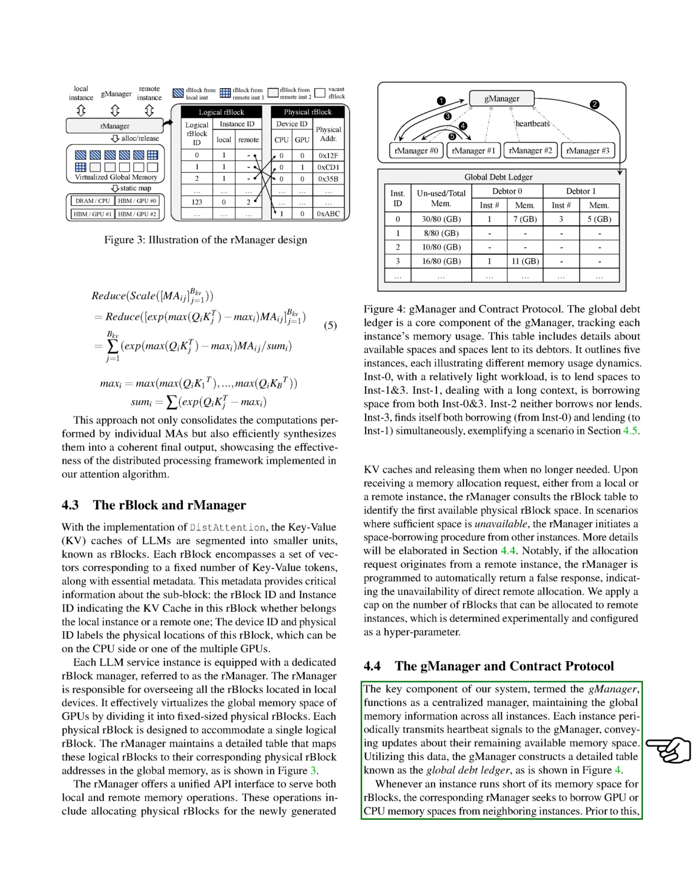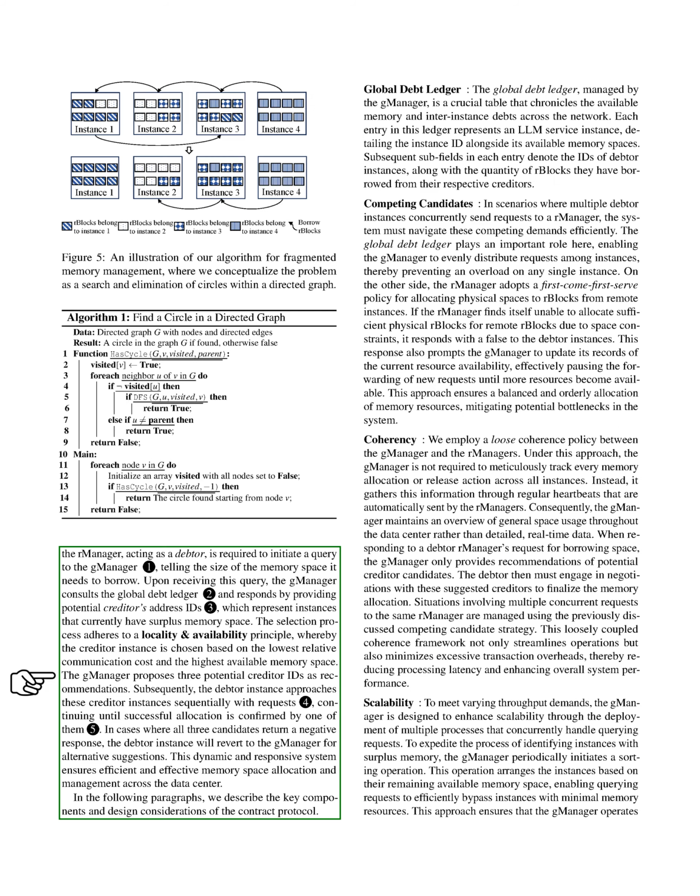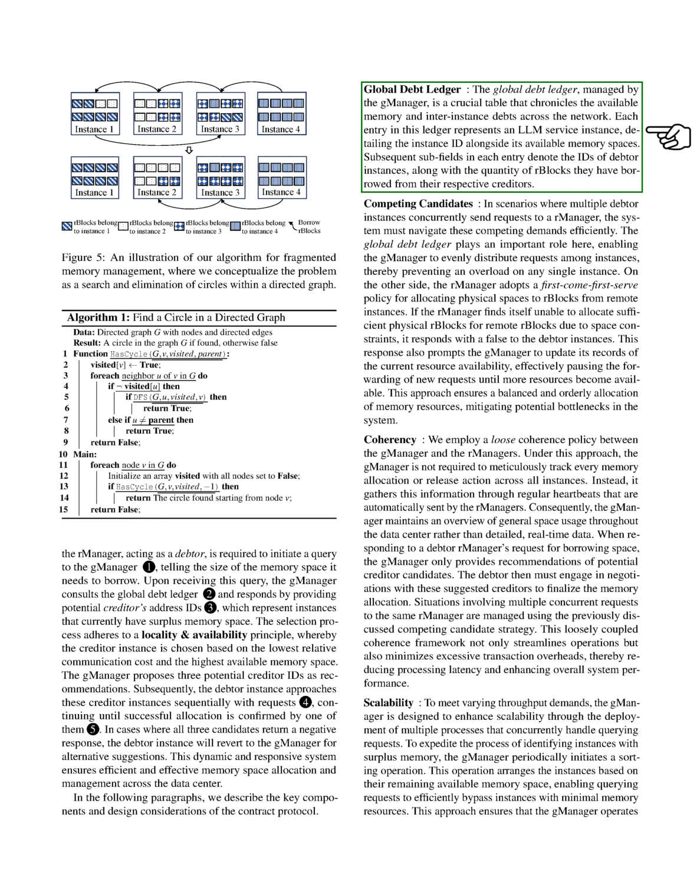Using this data, the gManager constructs a detailed table known as the global debt ledger. Whenever an instance runs short of its memory space for rBlocks, the corresponding rManager seeks to borrow GPU or CPU memory spaces from neighboring instances. The gManager and the rManagers work together to ensure efficient and effective memory space allocation and management across the data center. The global debt ledger, managed by the gManager, is a crucial table that chronicles the available memory and inter-instance debts across the network.